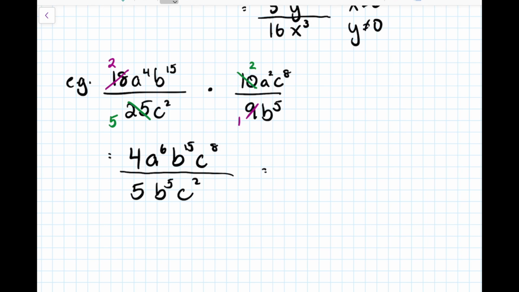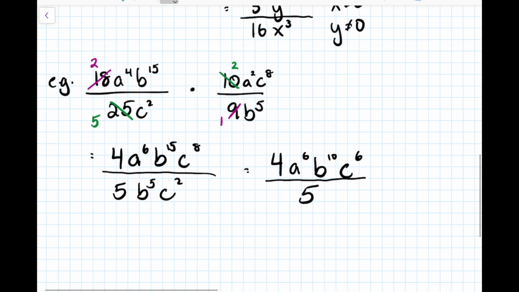So the 4 and the 5 I don't really have to do anything with. For the a's, we only have a's up top. For the b's, b to the power of 15 divided by b to the power of 5 gets me b to the power of 10. And those 10 extras are on the top because that's where we had more. And same idea for the c's. We're going to have 6 extra c's also on the top. So the only thing left in our denominator is actually just the 5.